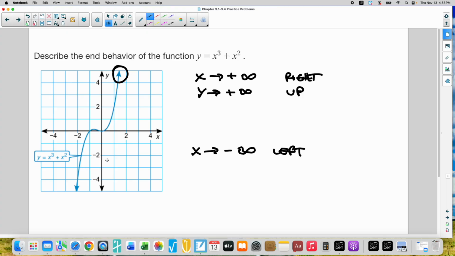Okay. And then if we look as we go to the left towards negative infinity on the x, what are my points doing? Are they going up or down? They're going down. So down is negative infinity. Now you don't have to write this. This is just what I'm going to look for.